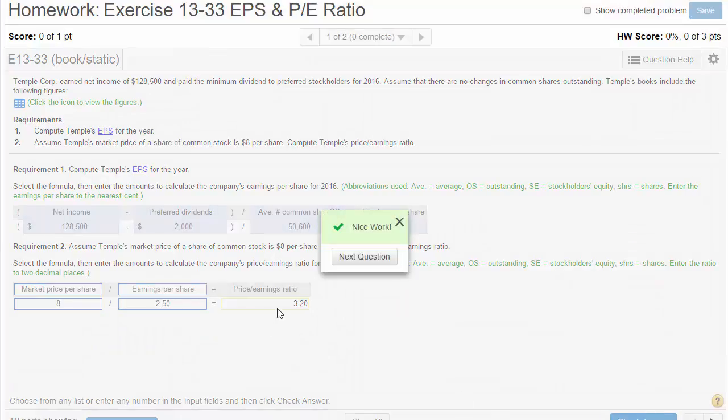What this $3.20 means is that for every dollar of net income, you're paying $3.20 to receive that. And remember, the number on the bottom is an annual figure. The stock market historically has PEs of anywhere from 15 to 25. So this is really, really low, not very realistic.